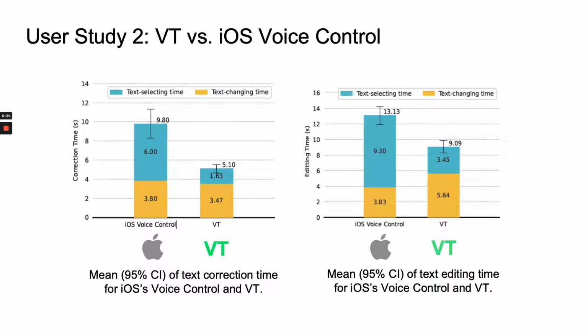To investigate where VT saved time, we divided the task completion time into two parts, text selecting time and text changing time. We can see that VT mainly reduced the text selection time. This is because VT does not require precise text selection. It will infer the actual location based on the input and text context.